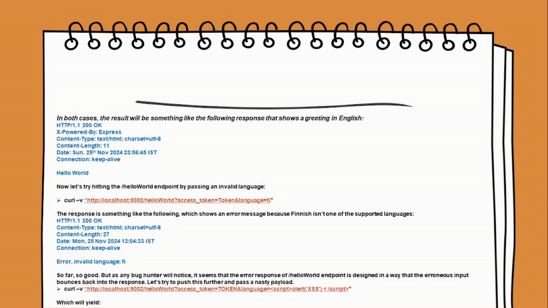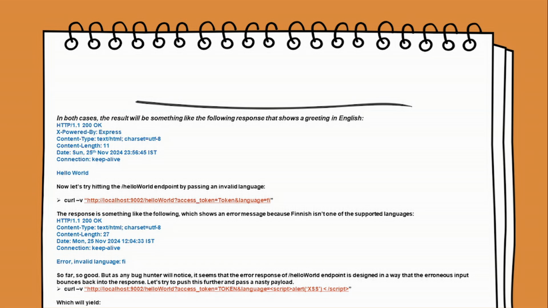So now let's try hitting the /helloworld endpoint by passing an invalid language. Let's say curl -v, the URL http://localhost:9002/helloworld with the query access_token=token and language=fi. That's the invalid language we are putting. Now how is the response going to be? Same as we have seen, but the result will be like invalid language. Correct? That's the error message we can see. So far so good, but as any bug hunter will notice, it seems that the error response of the /helloworld endpoint is designed in a way that the erroneous input bounces back into the response.